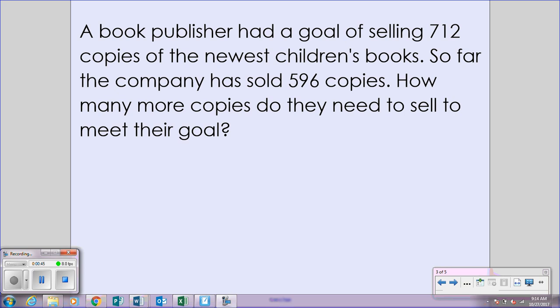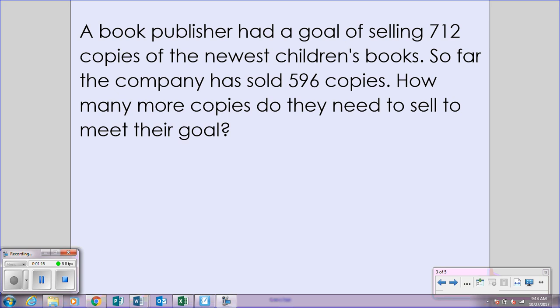A book publisher had a goal of selling 712 copies of the newest children's books. So far, the company has sold 596 copies. How many more copies do they need to sell to meet their goal? Can you picture that? They have a goal. They've already sold this much. They need a little bit more to reach that goal.